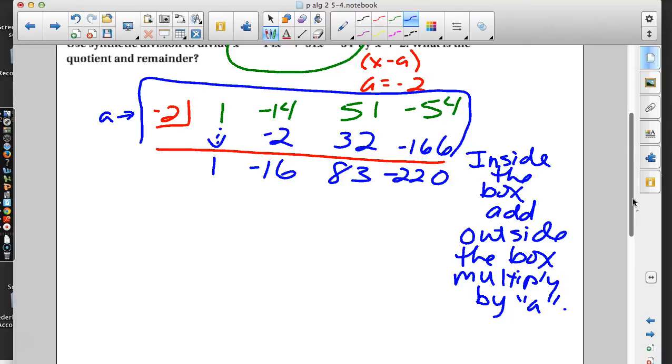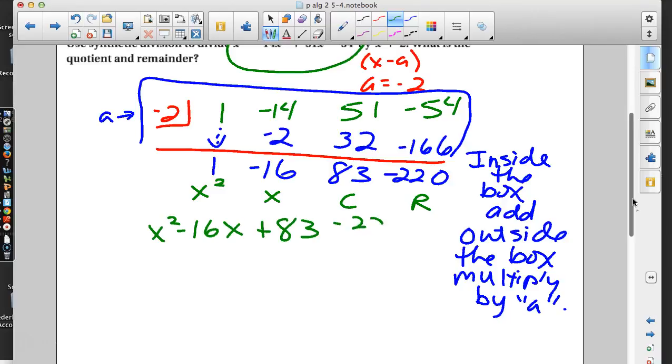Okay, so you're home. I like that. Adding, multiplying, all good stuff. But that doesn't look like any of the answers I wrote down on yesterday's assignment until you do this. You always start over here. Remainder, constant, x, x squared, and if there were another one, we'd do x to the third, x to the fourth, x to the fifth, etc. This is our answer. We just need to know how to write it. This is going to be 1x squared minus 16x plus 83 minus 220 over x plus 2.